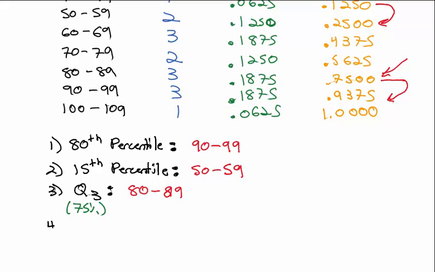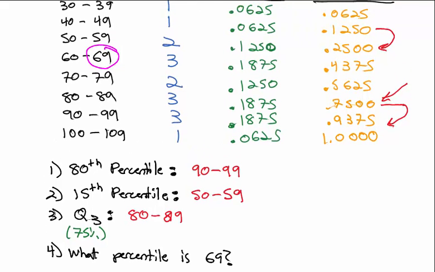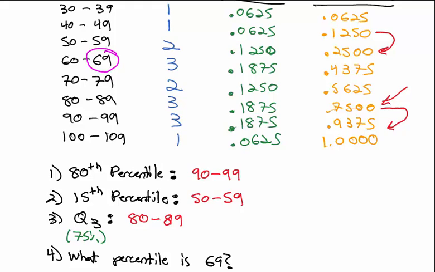Going the other direction, let's say what percentile is 69. Well, 69, the cumulative frequency there, it's the fourth one down, it is in the 43rd, actually I'm going to round that to the 44th percentile. In other words, 44% of the data values are below 69.